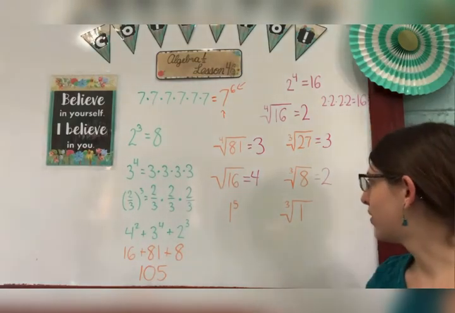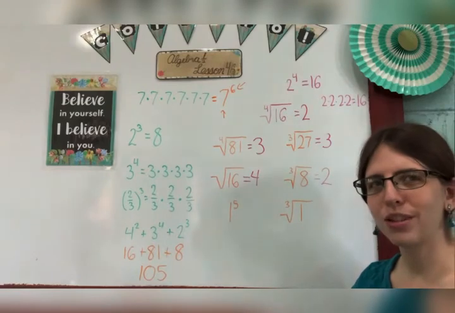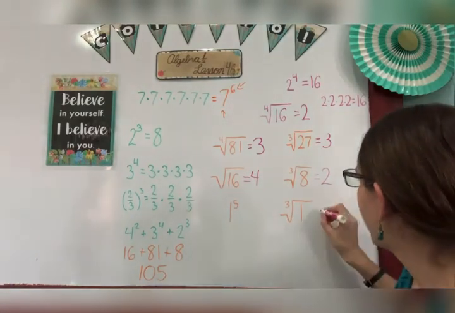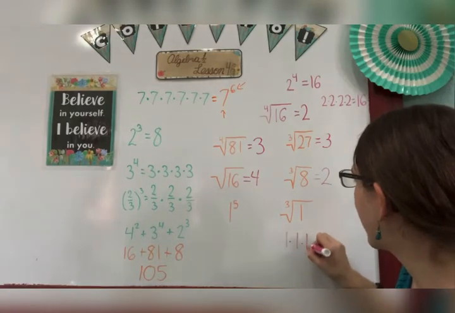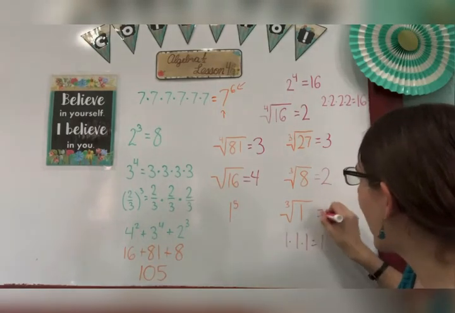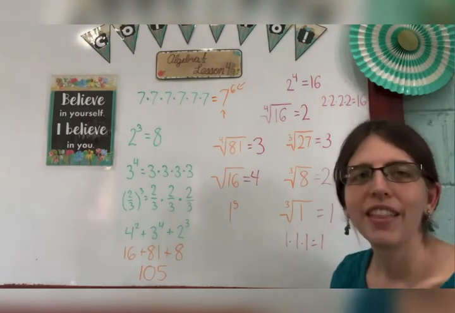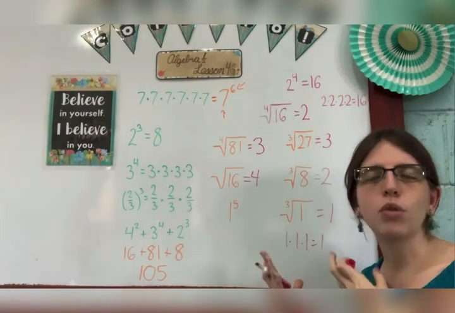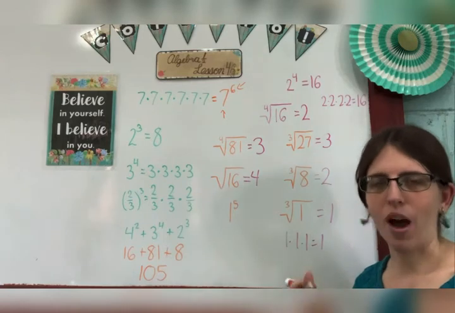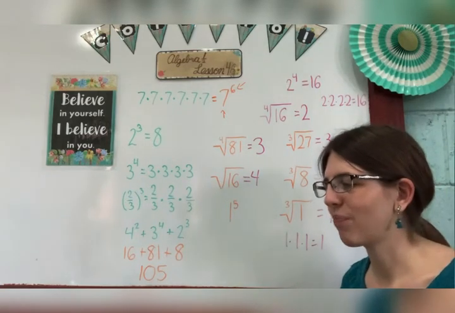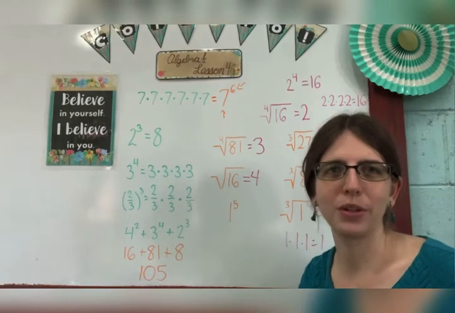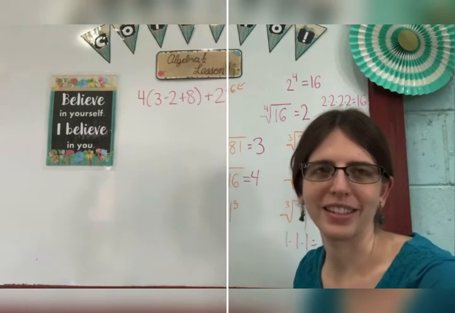How about roots? Well, what would be the 3rd root of 1? Well, I know that 1 times 1 times 1 equals 1, so that has to be the root of 1. That gives us another rule, that any root of 1 is 1. Okay? All right, let me show you one more example, and then we'll go to our practice.